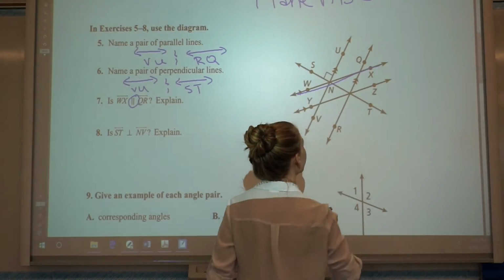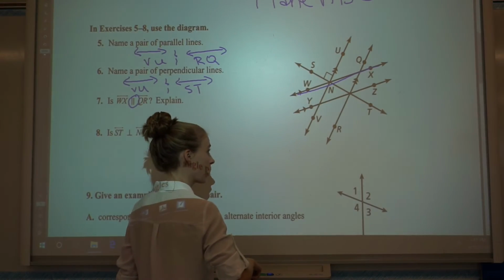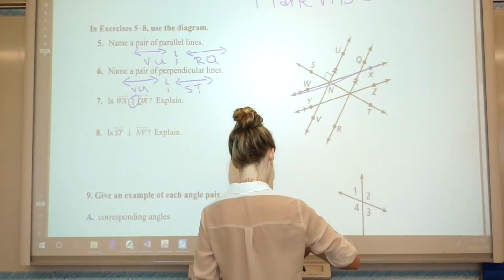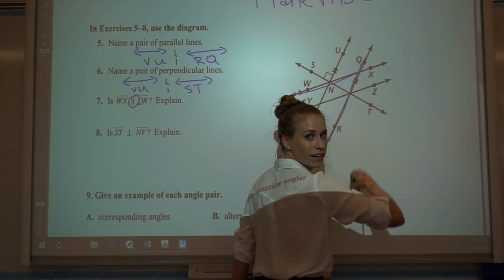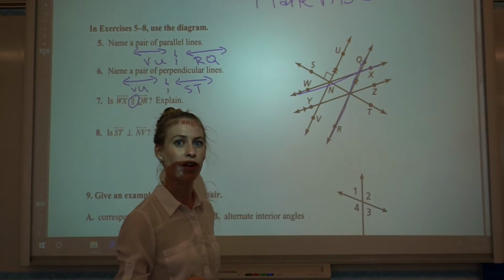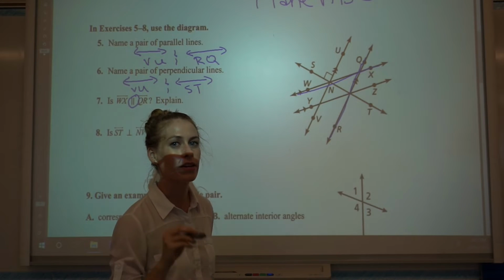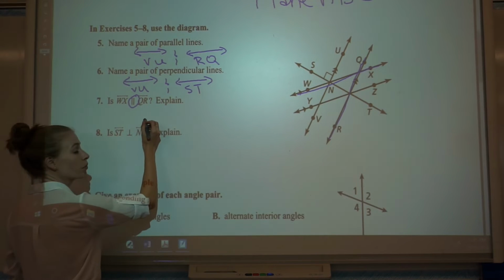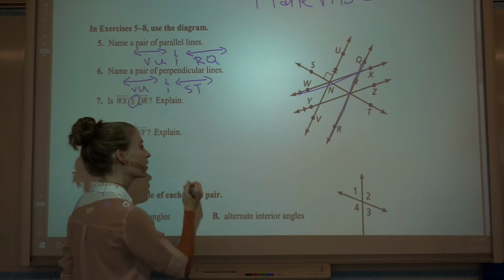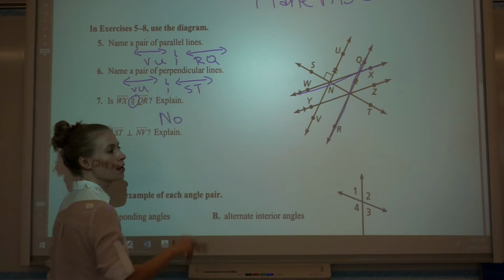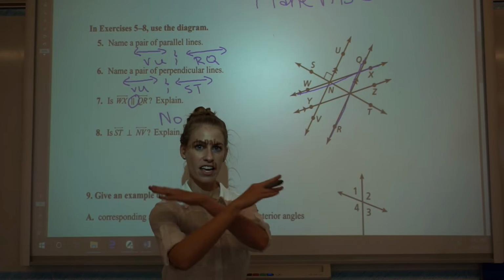WX right there. Okay, let's look at QR. Uh-oh. They intersect. So therefore, they are not parallel. So the answer would be, are they parallel? No, they are not, because they intersect.